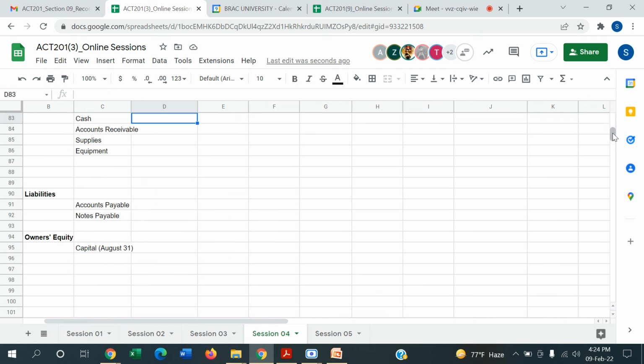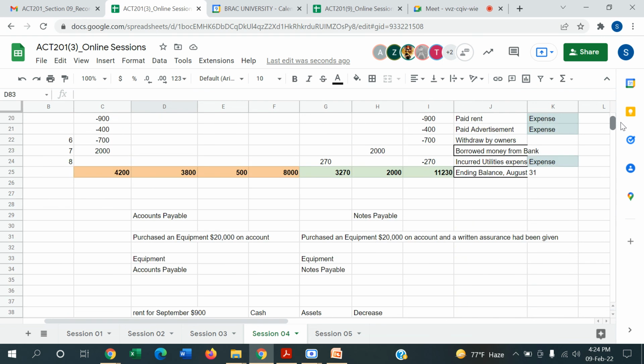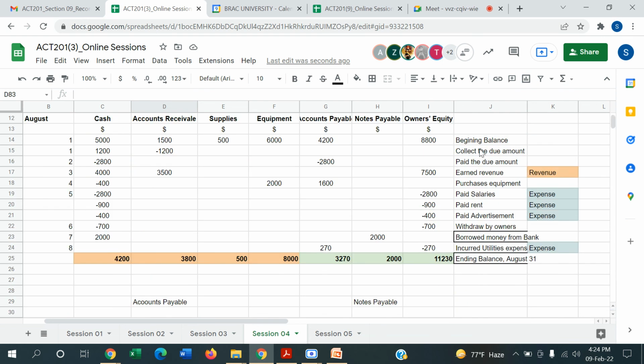Sir, only capital under owner's equity? Under owner's equity, whatever the amounts are here, it's considered as a part of the capital. Because this owner's equity becomes the capital claim of the owners at the end. Because that amount has been calculated after adjusting all the expenses, revenues, and drawings. Okay? Okay, sir.